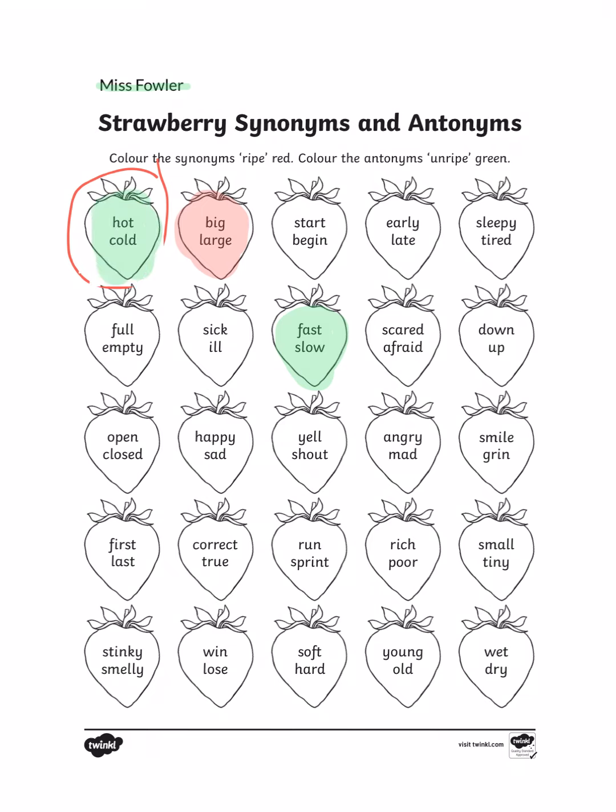If we look at the next one on our row, we can see that it is start and begin. Now they have the same meaning, which means that it would be a synonym. So I've now done 4 for you. So it's your job now to colour the synonyms ripe red and colour the antonyms unripe green.